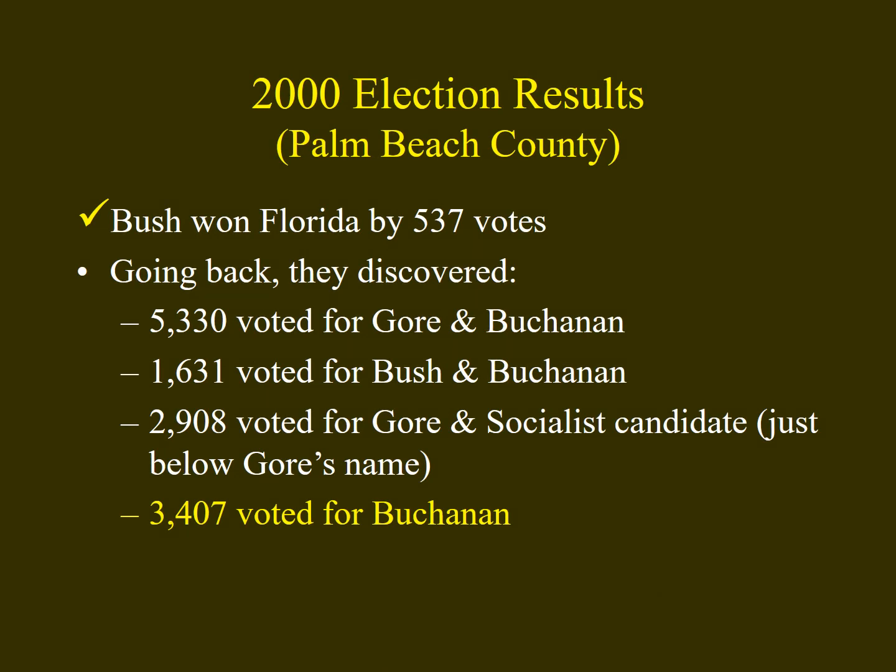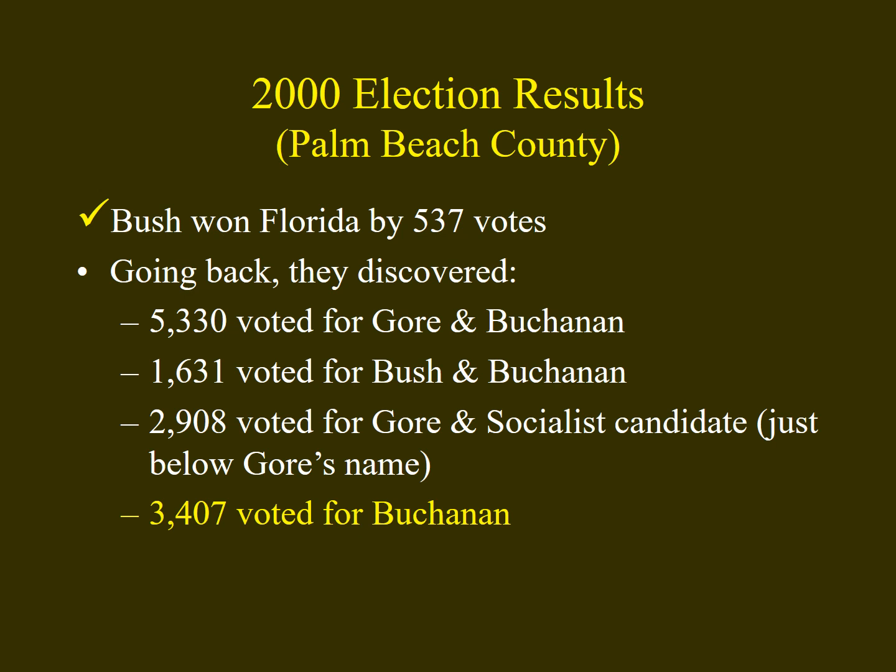Don't worry about the specific numbers on this slide, but I just wanted to point something out. The 2000 presidential election was incredibly close. George W. Bush won by a mere 537 votes out of about 100 million votes by the American people overall. Going back, as a result of the confusion caused by that butterfly ballot, officials realized over 5,000 people voted for Al Gore and Pat Buchanan, so their ballots were thrown out. 1,600 people voted for George W. Bush and Pat Buchanan.